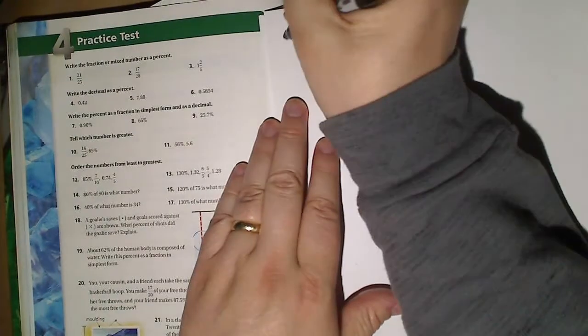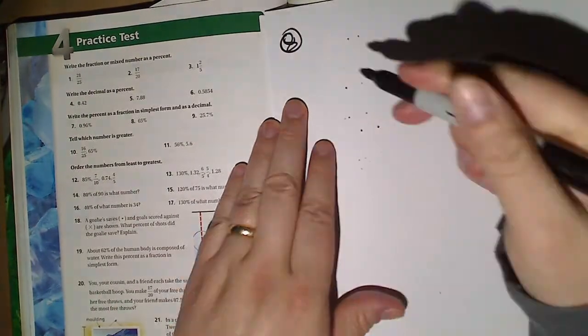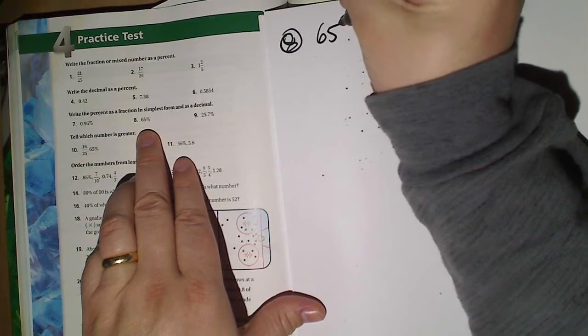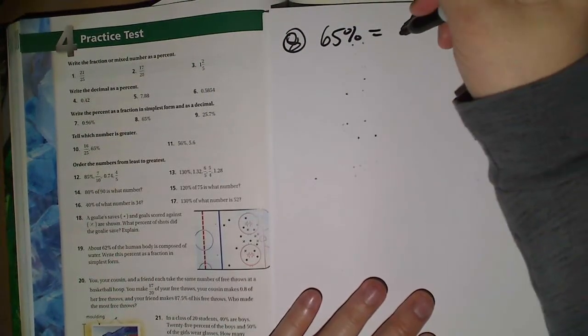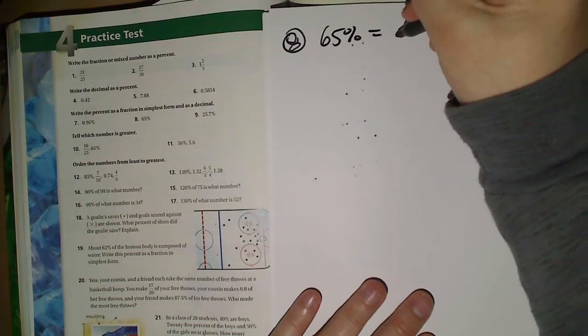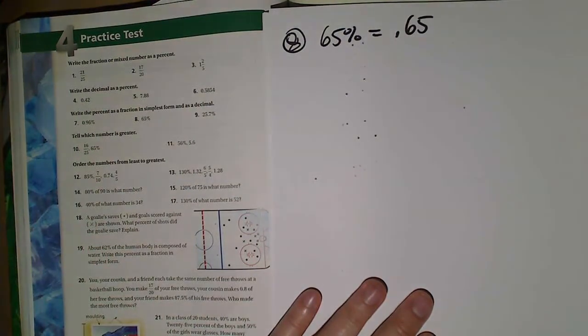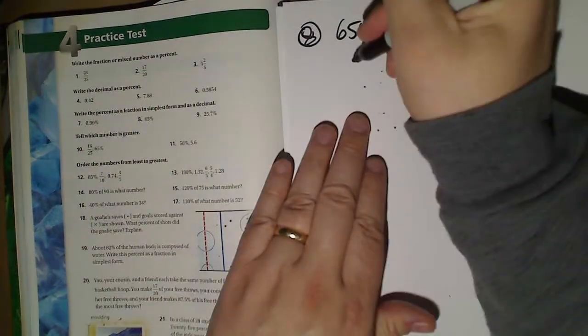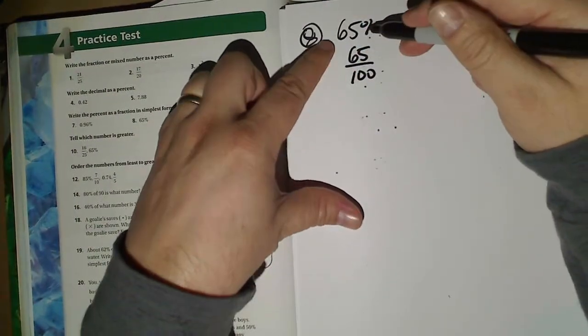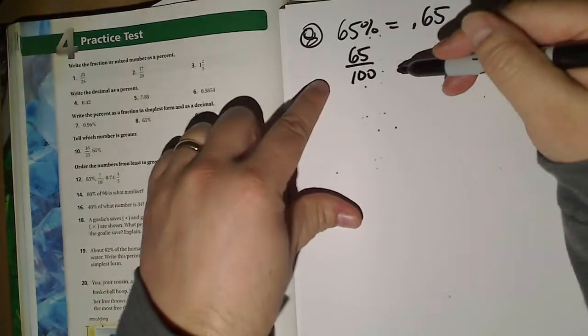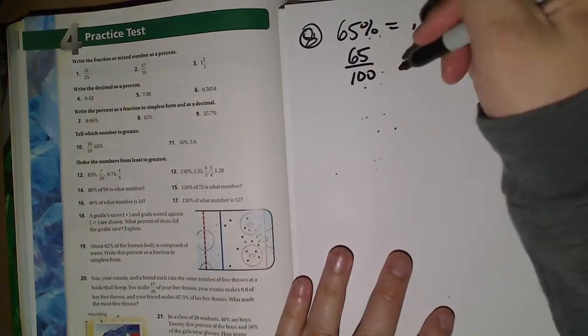Here's number 8. That looks weird, but that's number 8. It says 65%. To convert that to a decimal, pretty easy. Move it to the left, right? That ends up with 65 hundredths. Now for the fraction, that's 65 over 100 because it's a percent, right? 65 hundredths. Now to simplify.